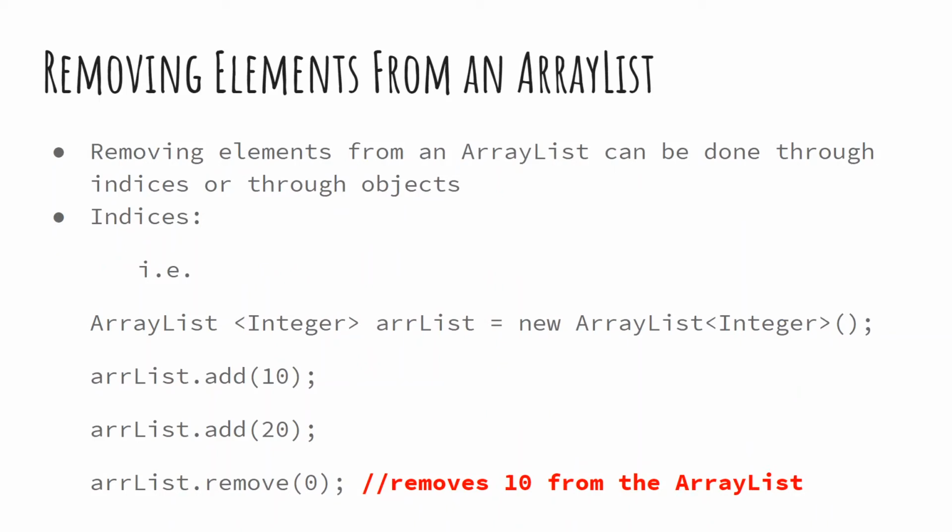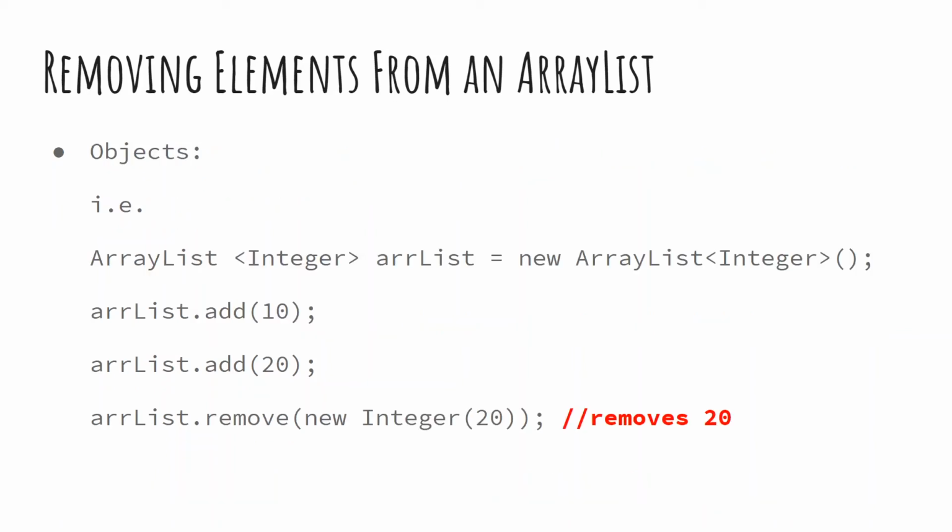To remove elements from an ArrayList, it can be done through the indices or through objects. So if we were to do it through indices, let's say we had an integer ArrayList with two elements, 10 and 20, and we use the remove method. And within the remove method, our argument would be the index. In this case, we're removing 0, so this would remove 10 from the ArrayList.